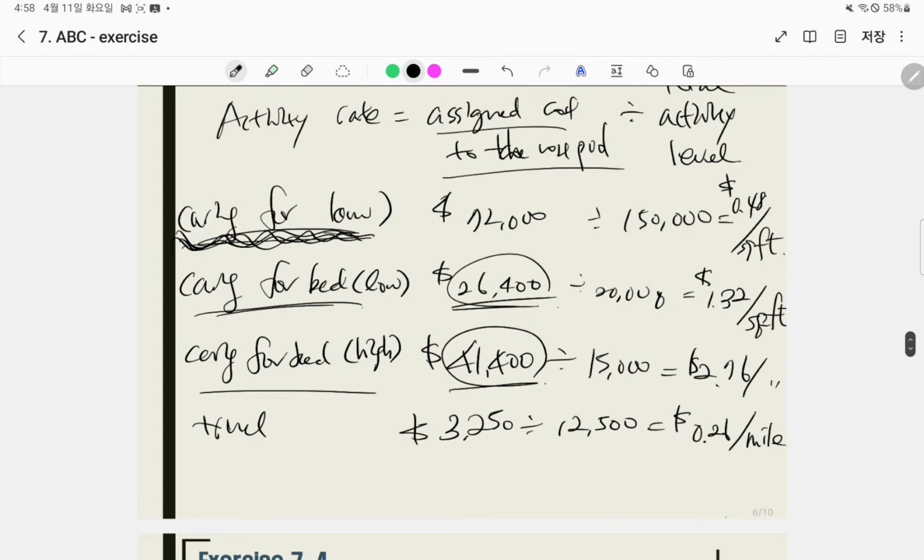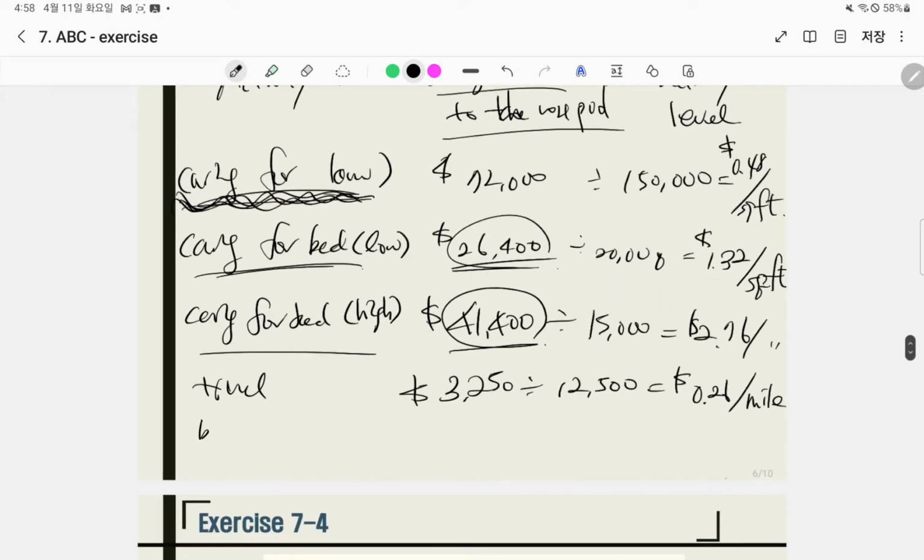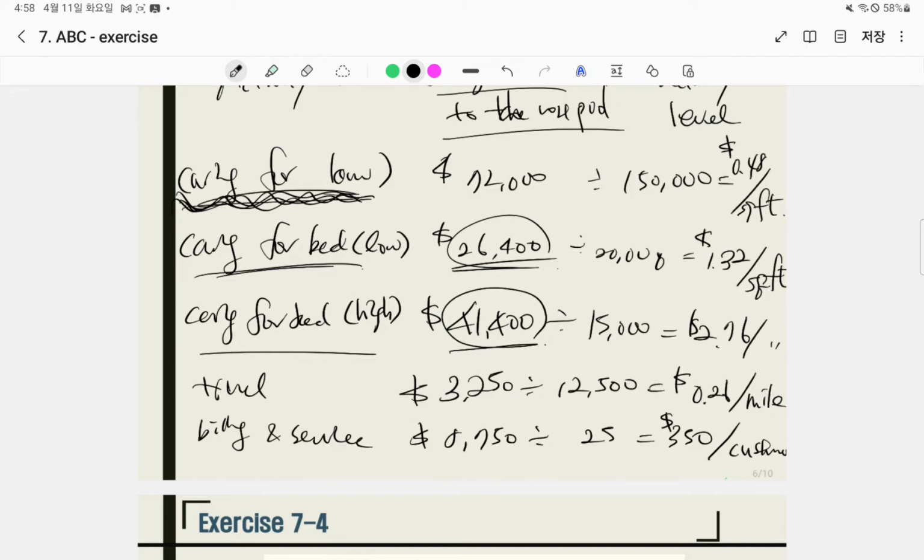The last category is customer billing and service. So it is $8,750 and there are 25 customers. So $350 per customer. Okay, we are done with activity rate.